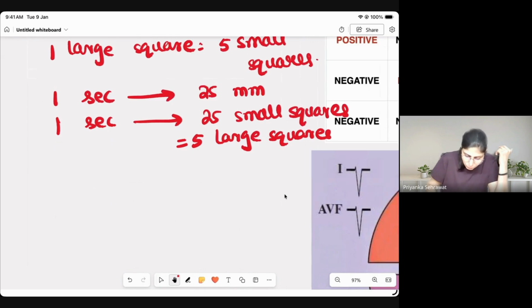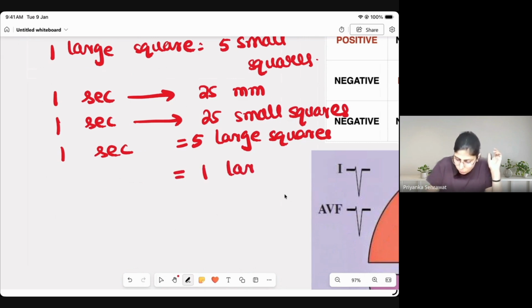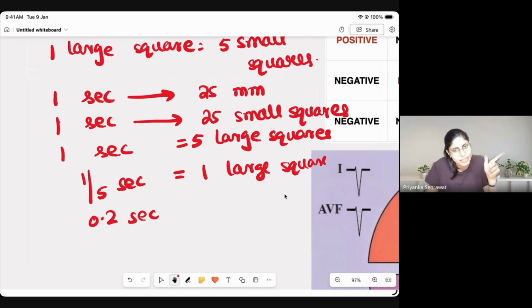So if in 1 second we are getting 5 large squares, what will be the time in which we get 1 large square? 5 large squares in 1 second. So 1 large square in 1 by 5 second, which will be 0.2 second. वहीं पे आ गए हम 0.2 second पे, right? This is how we got 0.2.